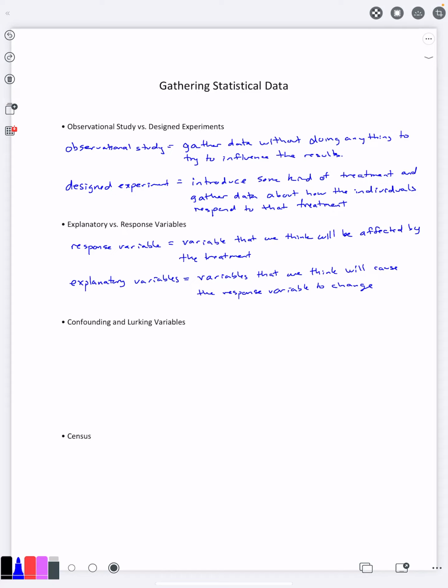Then we have confounding and lurking variables that kind of mess things up when you're doing these. So confounding, first off, this is when the effects of two or more explanatory variables are not separated.